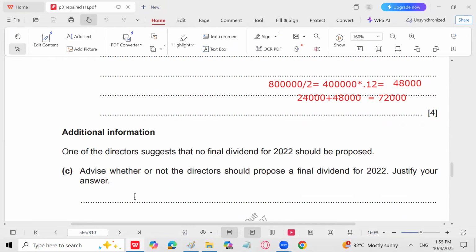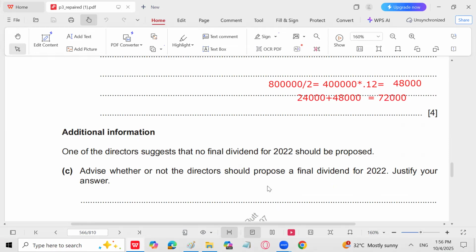One of the directors suggests that no final dividend for 2022 should be proposed. Advise whether or not the director should propose a final dividend for 2022. Justify your answer. We should propose a final dividend because the interim dividend is basically paid only for some portion of the year when the company is getting high profits. The profits of the company are not that low. We are getting 72,000 profit, and after making the interim dividend of 48,000, we are still left with retained earnings of 24,000.